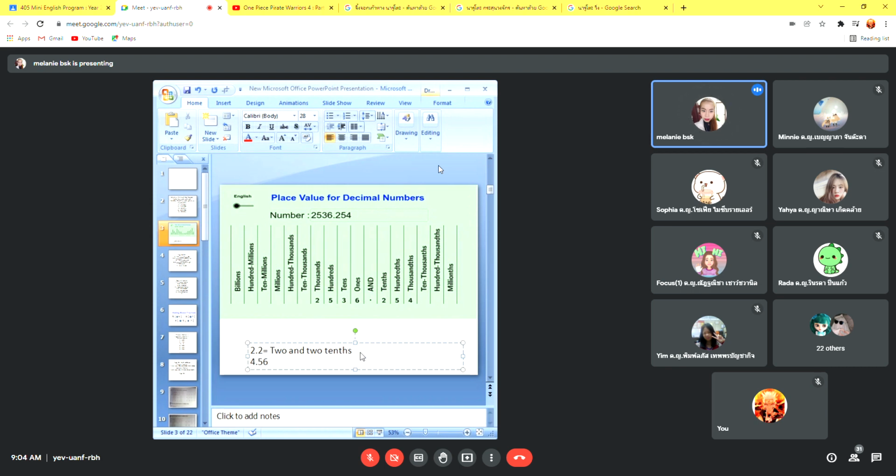Okay, how about this one? 4 and then the decimal point and then 5 6. How are you going to say it in decimal? 4 and 56 hundredths. Okay, why hundredths, children? Why hundredths? Because 6 is in the hundredths place. The sixth place value is in the hundredths place. Okay, so we're going to have 56 hundredths.